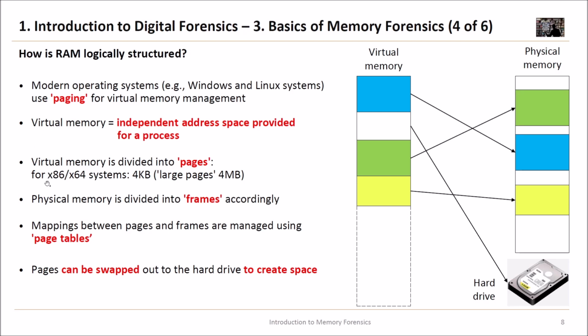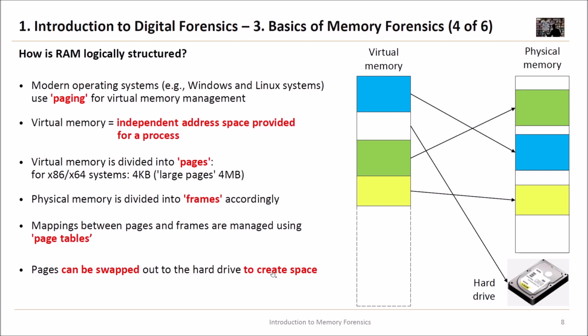For x86 and x64 systems, we have 4 kilobyte pages and we have large pages of 4 megabytes. The physical memory is then divided into frames accordingly. And the mapping between pages and frames are managed using so-called page tables. And finally, pages can be swapped out to the hard drive to create space in memory.